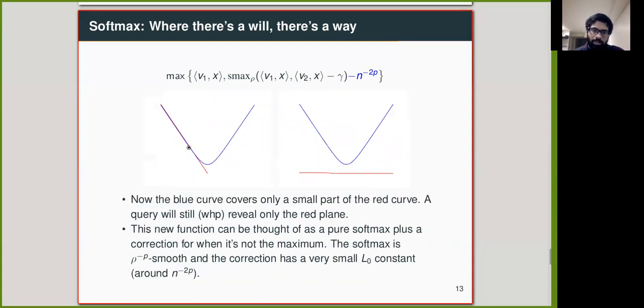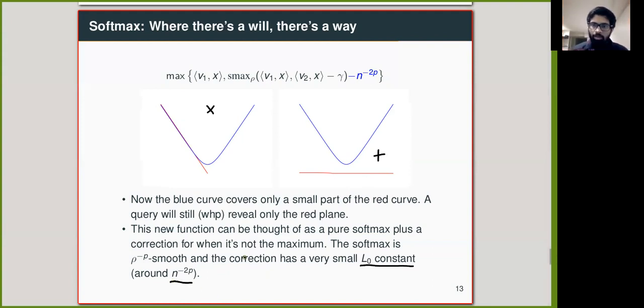The problem is that this is no longer smooth. It's not even differentiable. But it's really close to being smooth. It's pretty much the softmax function plus this correction. And this correction is very close to just the 0 function. In fact, it's a function which has a very small L0 constant, around n to the minus 2p.